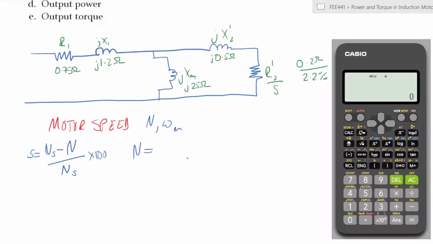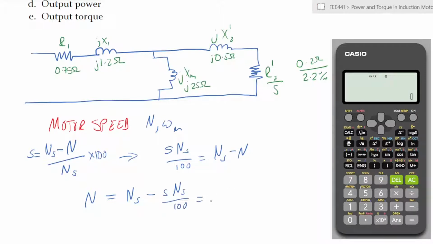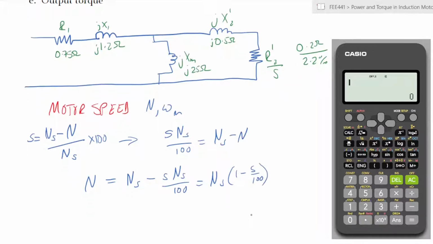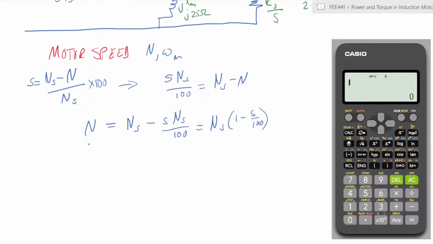So we say N is equal to what? Let's start by rearranging a bit. If we bring 100 to the other side, it is S times Ns over 100 is equal to Ns minus N. And if we rearrange once again, you will have N is equal to Ns minus S Ns over 100, which then becomes Ns into 1 minus S over 100, right? So that's a form that we can use to calculate the motor speed, okay, the mechanical motor speed.